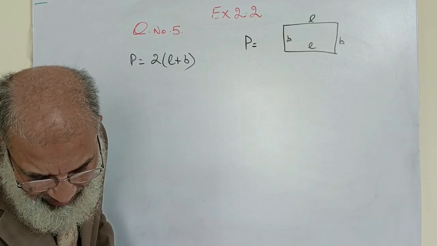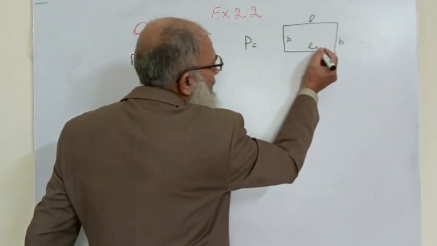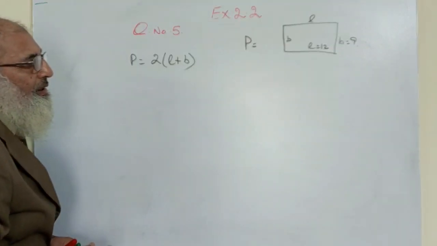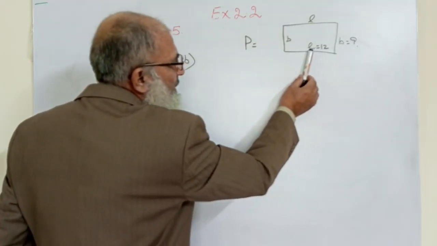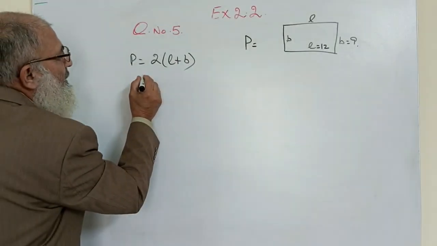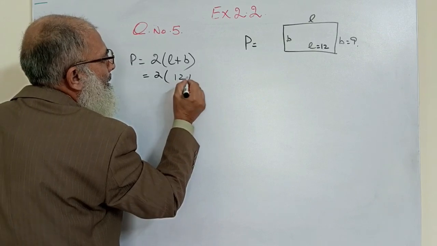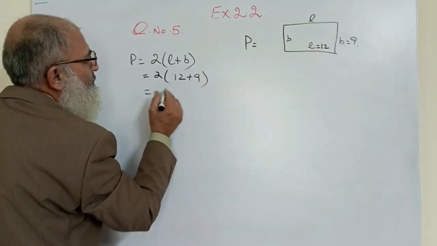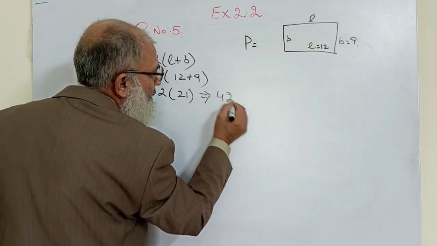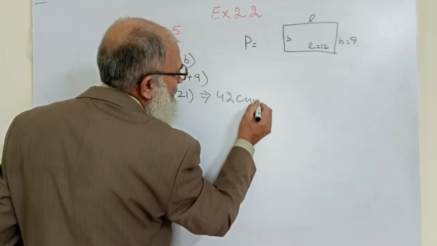The length is 12 centimeter, breadth is 9. Now in our first part it is given 12 and 9. So it is very easy. 12 plus 9, that is equal to 21, and the final result is 42. And what are the, yes, centimeters.